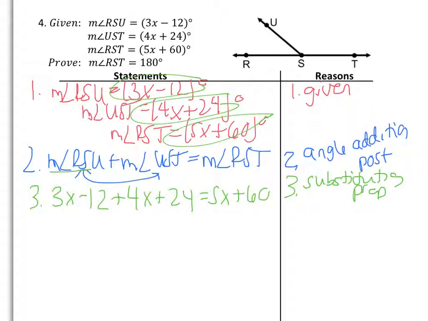Okay, fourth step. I'm going to simplify. You wouldn't necessarily have to if you wanted to just subtract your x's over or add your numbers over, whatever you wanted to do, but simplifying seems to be the easiest thing. So 3x and 4x gives you 7x, negative 12 and 24 gives you a positive 12.